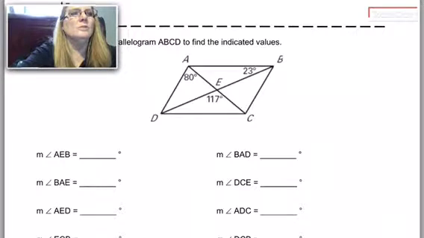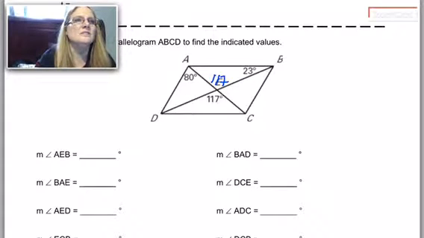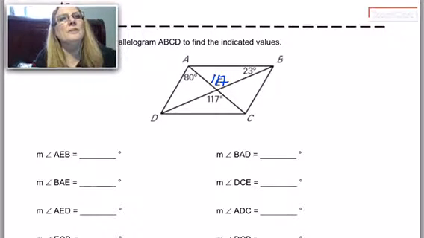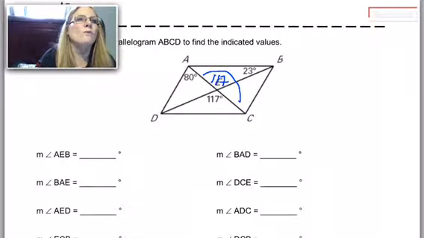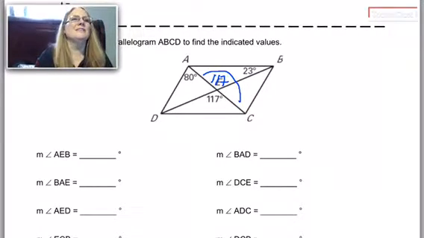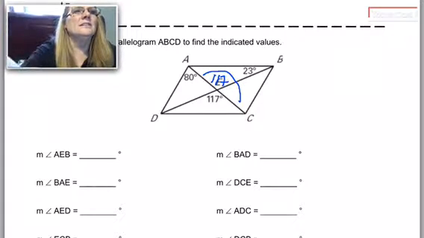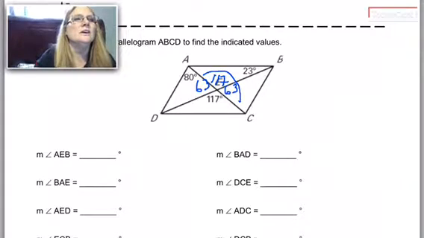let me see what color would be best. We'll try this one. So this angle has to also be 117. Now I see a linear pair. Okay, that's a linear pair. So 180 minus 117 is going to be 63. So these have to be 63 degrees.